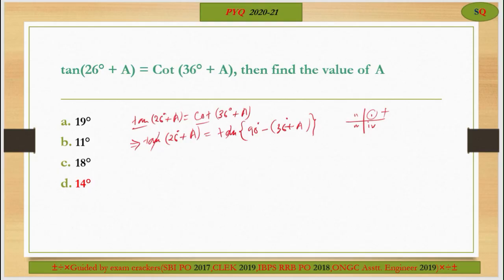So tan cancels, 26 degree plus A equals 90 degree minus 36 degree minus A. So bring A to the left side, twice A equals 90 degree minus 36 degree minus 26 degree. 90 degree minus, how much is it?